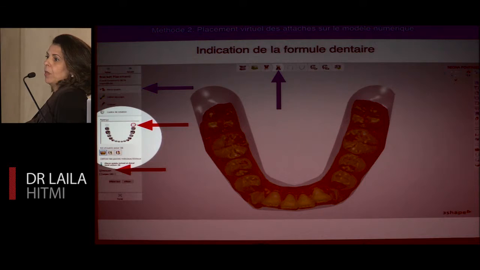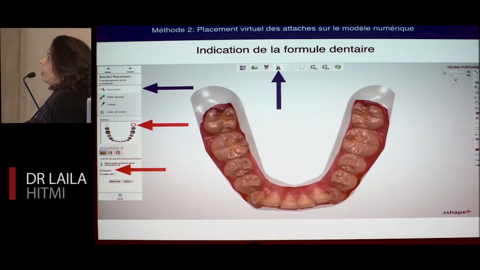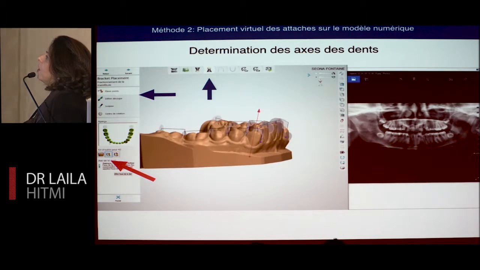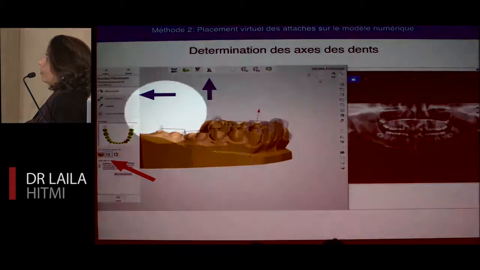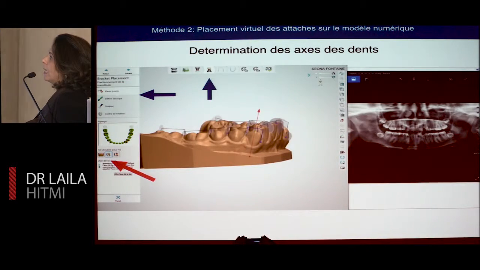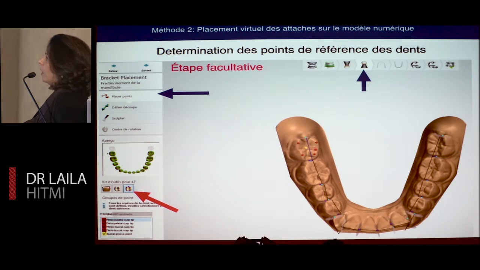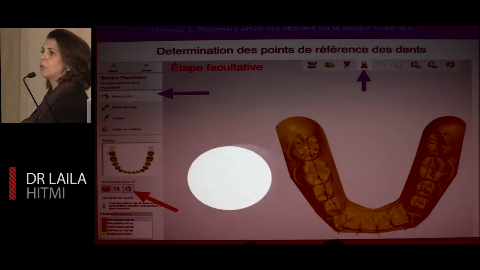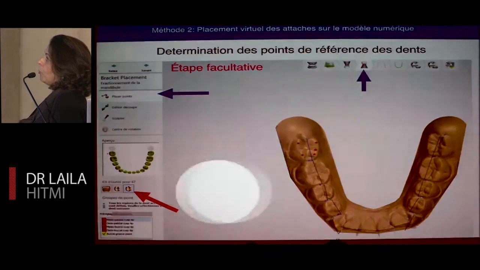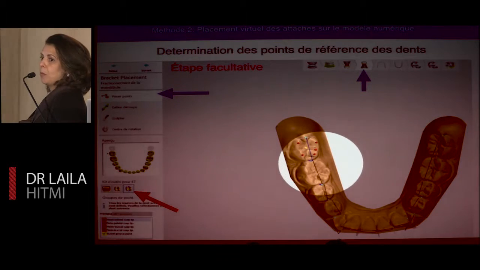You indicate what teeth are absent. Once you've indicated what teeth are absent, you separate the teeth, mesal, distal, so that the software can recognize the teeth, and then you work on the axes of each of the teeth from a panoramic X-ray. This is not compulsory, but I do this at the office. My assistants do it.